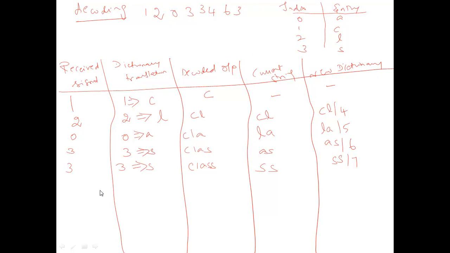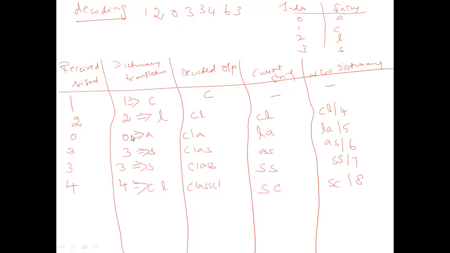Next, 4. We are receiving 4, which is an entry that was already updated. We have CL, so the decoder output now becomes CLASSCL. The current string is the previous translation S plus the first letter of the present translation only. The present translation has 2 letters, CL, but you take only C. So SC will come in the 8th position.